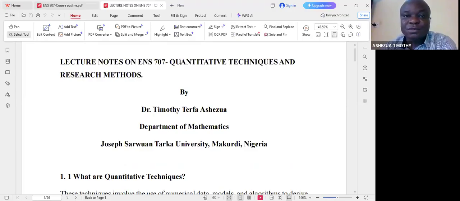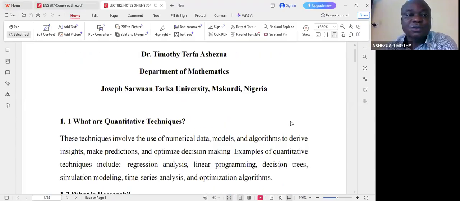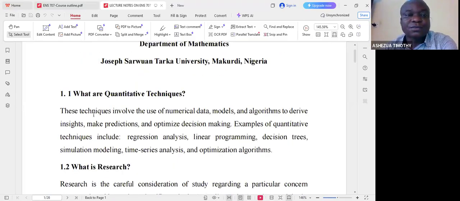You need to know what is research, and you need to know what are research methods. Once again, we'll go through what are quantitative techniques. After quantitative techniques, we'll look at research alone. What is research? The qualities, the characteristics. Thereafter, we'll look at research methods. And this course is to be handled by my humble self, Dr. Timothy Tefa Shezwa, Department of Mathematics, Joseph Sawan Taka University.